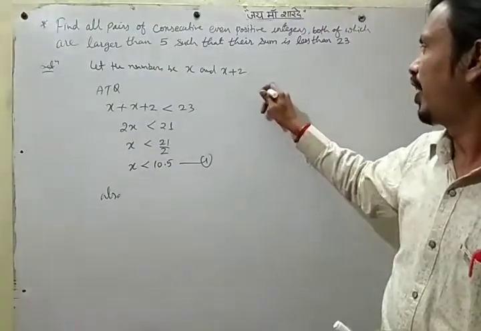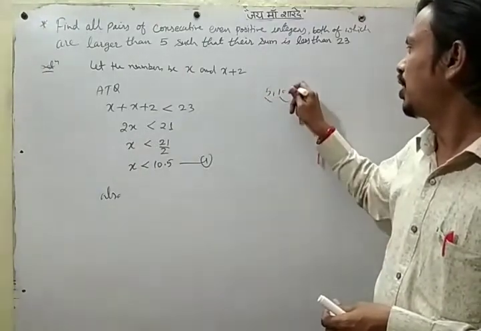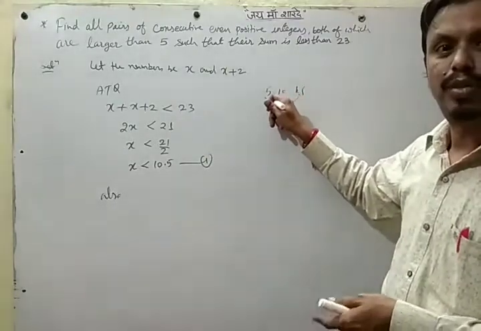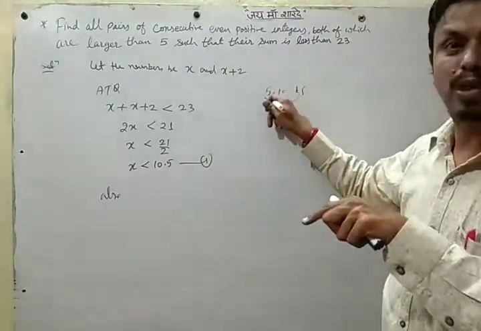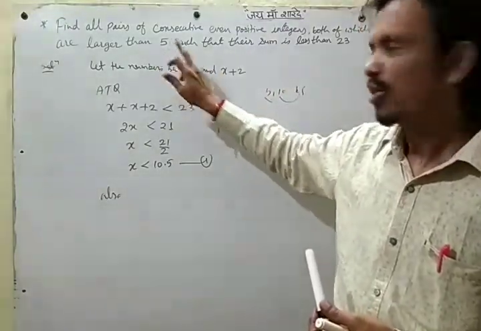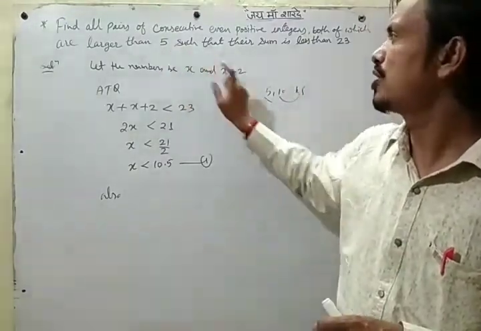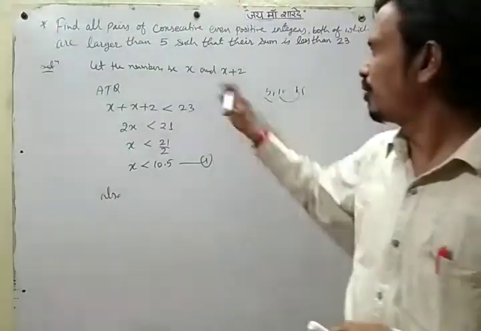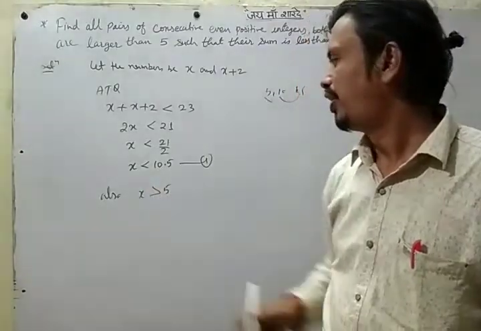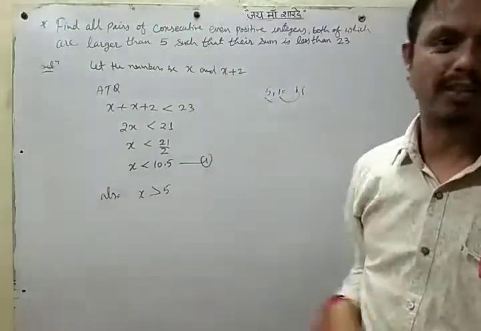ठीक है ना? 5, 10, 15. Both are larger than 5. If 10 is larger than 5, okay, then definitely 15 is larger than 5 because 15 is more than 10. So here both are larger than 5 and X is more than 5. So definitely X plus 2 will be more than 5 because X plus 2 is more than X. So from this we take X is more than 5. Only one condition we take. X more than 5, so definitely X plus 2 will be more than 5 only.